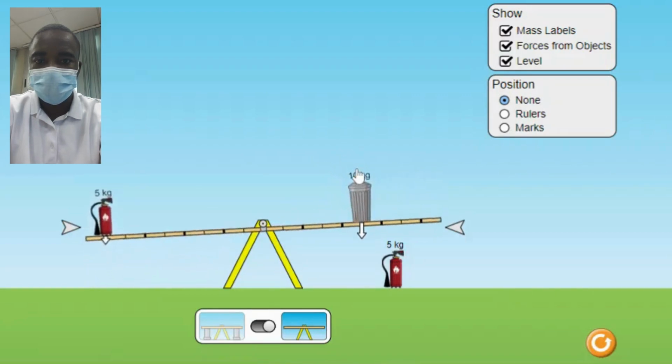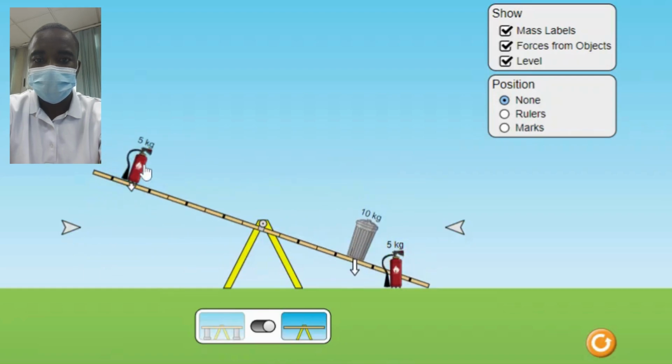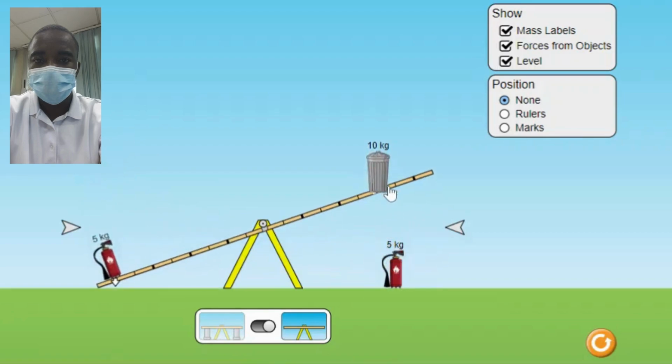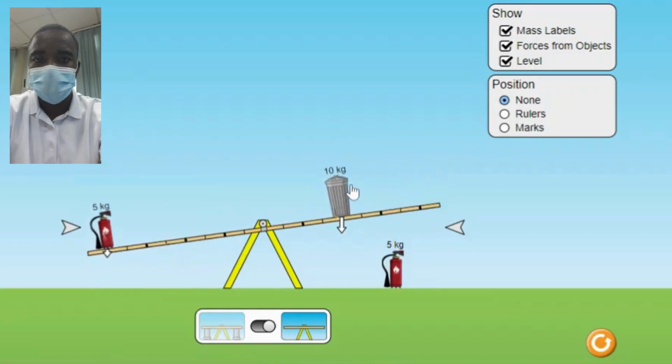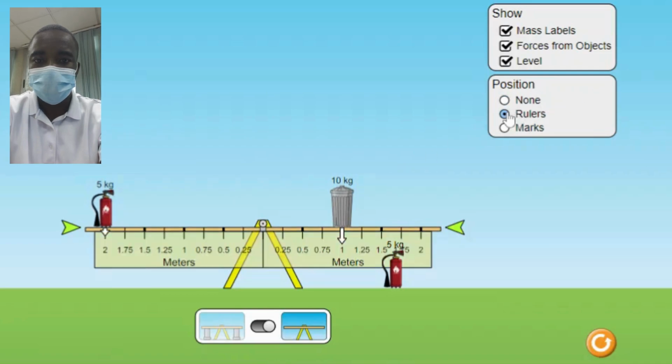The simulation allows students to experiment with various objects of known masses and distances from the pivot point. By placing these objects on the teeter-totter, students can observe how the balance of the system changes. For example, placing a heavier object closer to the pivot point may balance a lighter object placed farther from the pivot point. This interactive feature helps students understand the relationship between mass, distance, and balance.